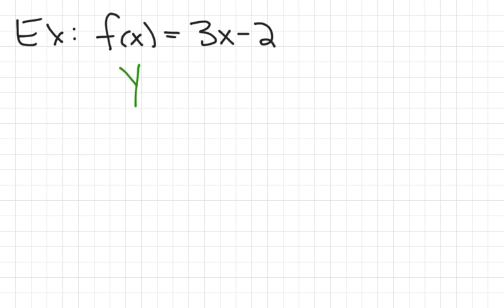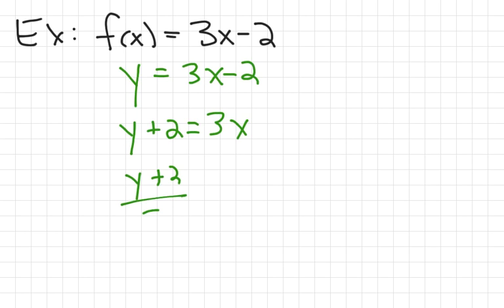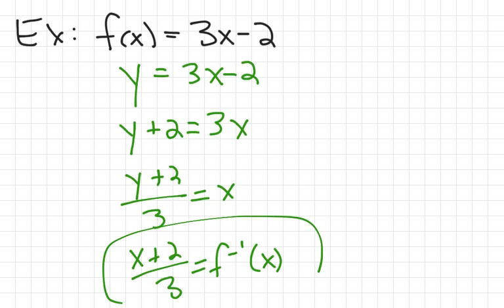So let's try this out. I want to find the inverse of f of x equals 3x minus 2. The way you find the inverse is first, you change f of x to y. Then you solve for x: you add 2, you divide by 3. And then you interchange x and y. And this is the equation of the inverse.